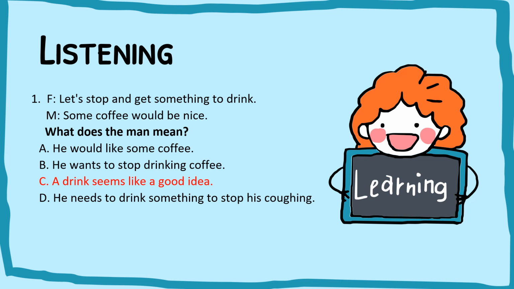Based on the strategy that I've said before, we have to focus on the second line of the conversation. The man said, "Some coffee would be nice." From that line, we know that the man would like to drink some coffee. So, B and D answers cancel out. So, why is the answer C, not A? Because the second line of the conversation is a form of agreement to the first line that said, "Let's stop and get something to drink." That's why the answer is C, not A.